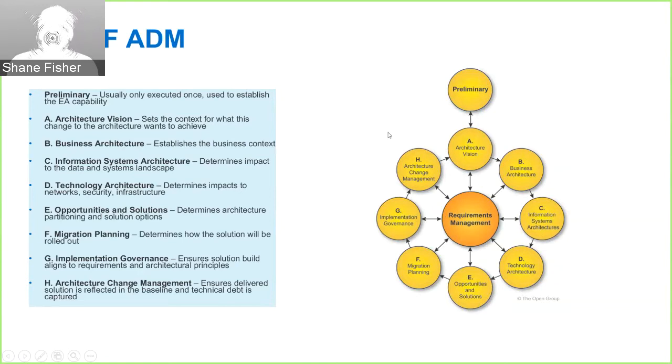Architecture change management. This is where we're closing out the architecture. The project's been delivered, and we're basically taking the future state architecture and making it current state. This is our new baseline. We're updating all of our documentation, updating the repository, all those things. So that's the whole cycle.